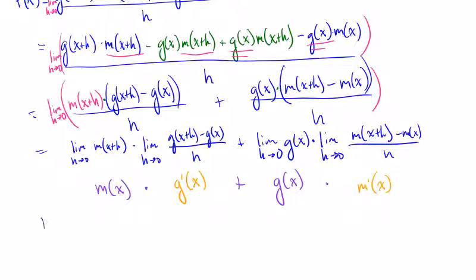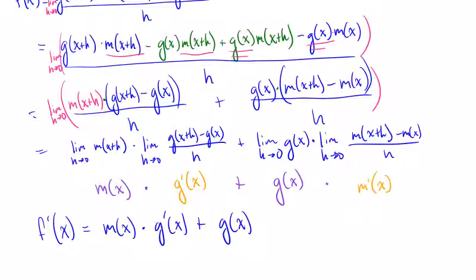So let's put it all together. So f prime of x, what we started with on the left, is equal to one function times the prime of the other plus the other function times the prime, right? Okay, so it's one function times the derivative of the other plus the derivative of the one function times the regular other, right?